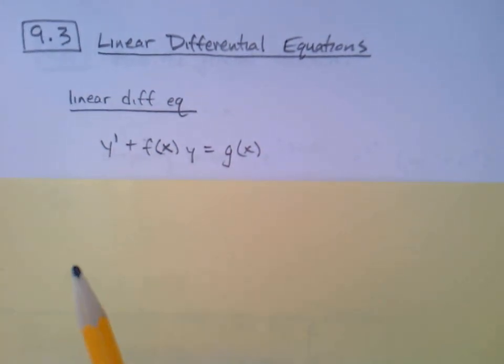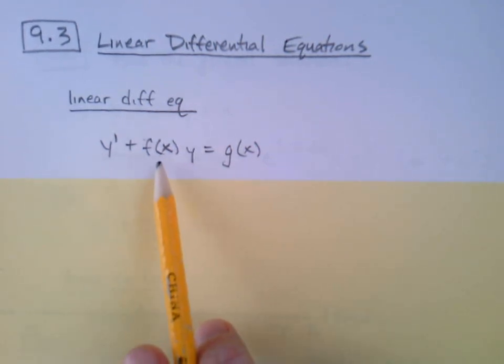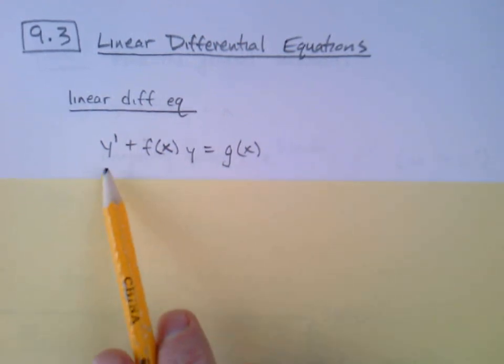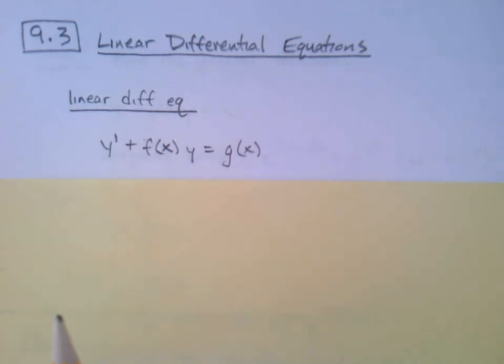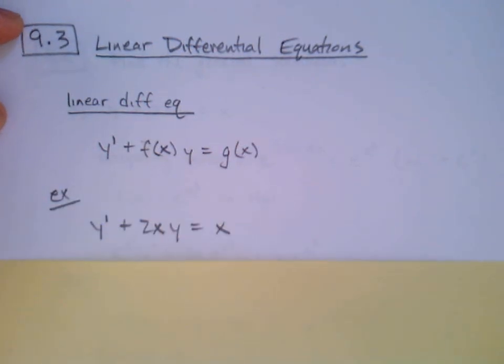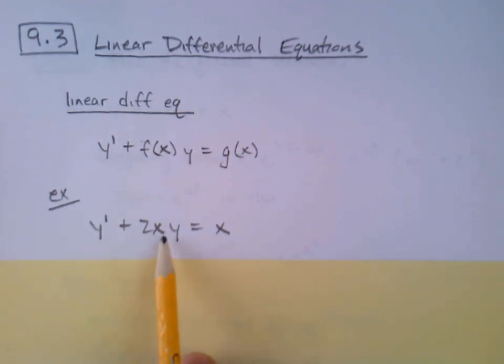So here we go. A linear differential equation takes this form: y prime plus f of x times y equals g of x. So we've got some function of x there and some other function of x here, a y prime and a y there. So let me show you an example that we will end up solving later this section. How about a really simple one: y prime plus 2xy equals x. So there's my f of x and there's my g of x. Right? It takes this form.